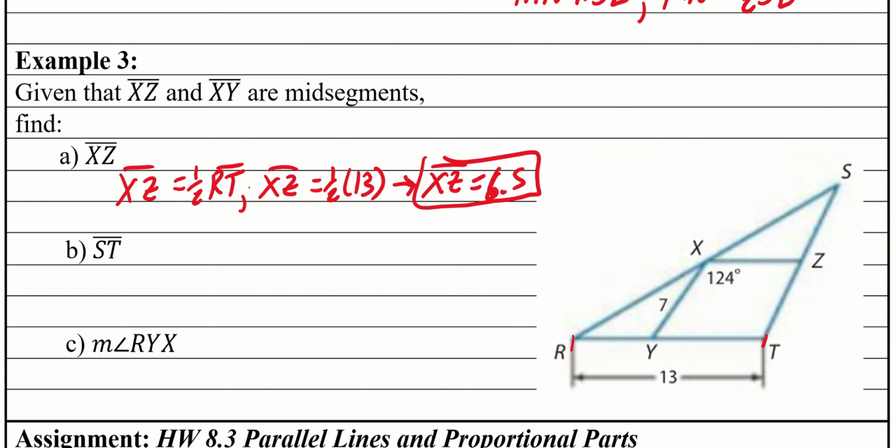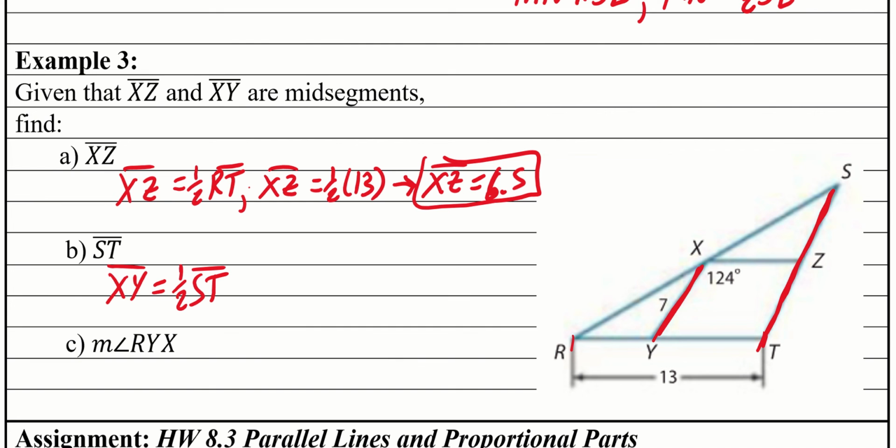All right, next one here that it asked us to find is the length of ST. So I can look at ST, and remember, I can use the midsegment that it is parallel to. In this case, we were told that XY is a midsegment here, and we know what that length is. It's going to be 7. So what my equation could look like is the same thing as before. I can say the midsegment is half the length of the side that it's parallel to. So for example, XY is going to be half of ST.